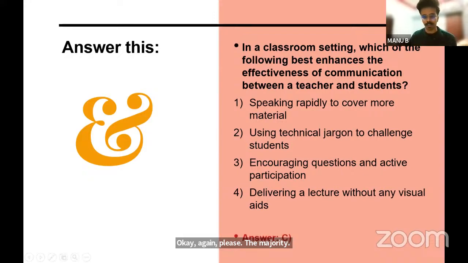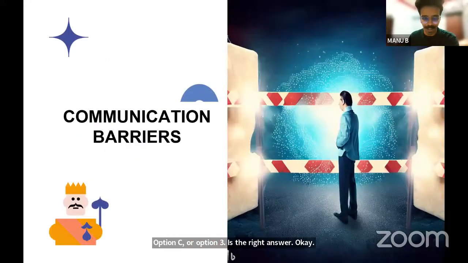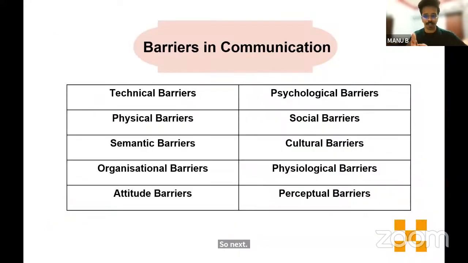Okay, so you're checking the answer. Option C or option 3 is the right answer. Okay. So next unit is about communication barriers. So these are the 10 types of barriers that you already know.